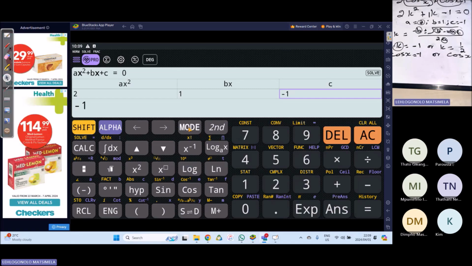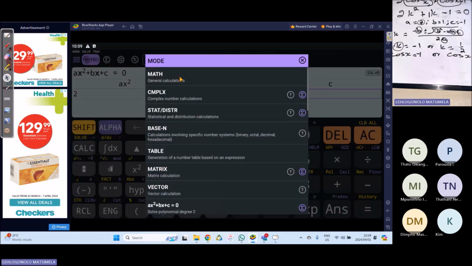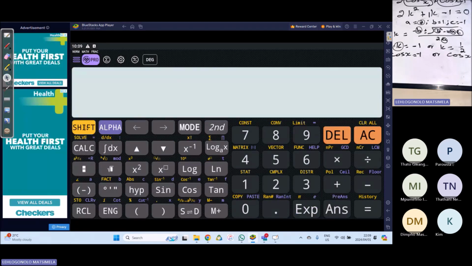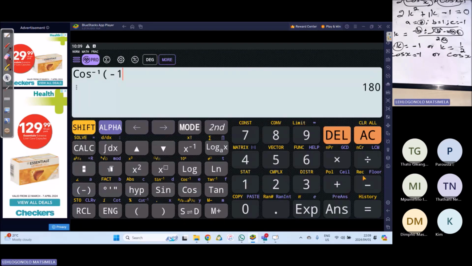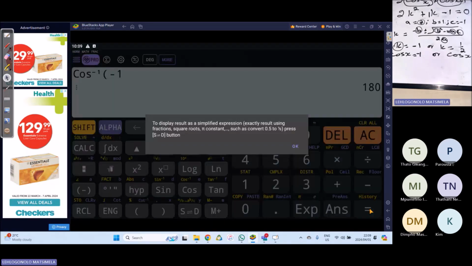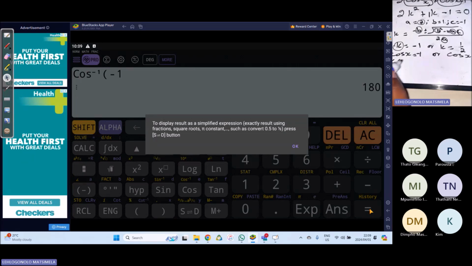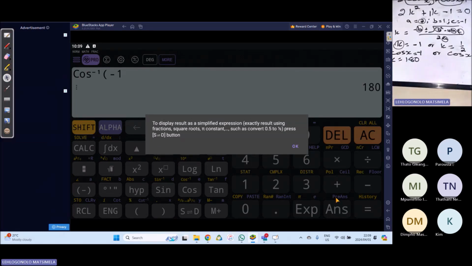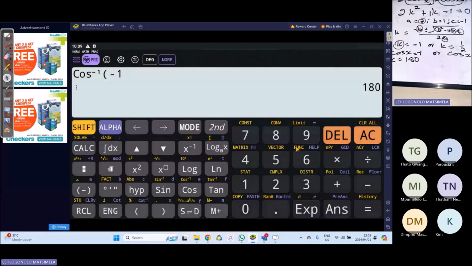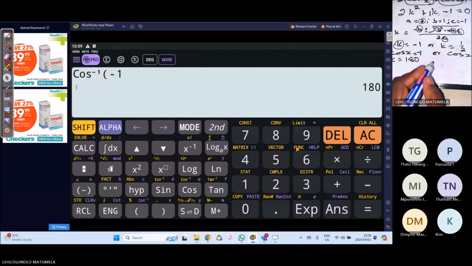Let's shift and see. We shift and say cos. Shift, then we say cos minus 1. Then what is it? Shift cos minus 1 is 180. So which means here x is equal to 180. That's the first part. Second part, we go this side.